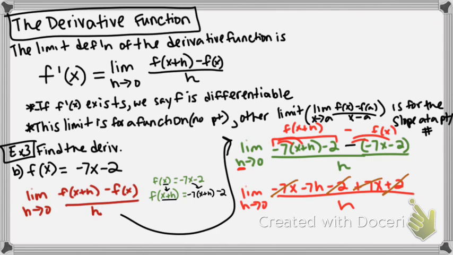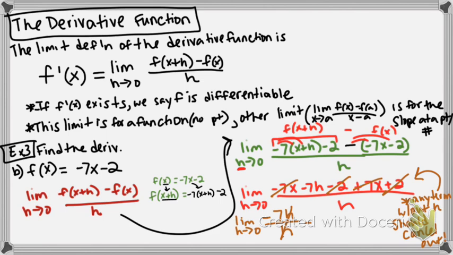Because remember, we need something to cancel. Any term without h should cancel out up top. Draw an arrow, write that, star it. And so now what's going to happen is we have the limit as h approaches 0 of negative 7h over h. The h's cancel. There's nowhere to sub in h equals 0. So my limit is just negative 7.